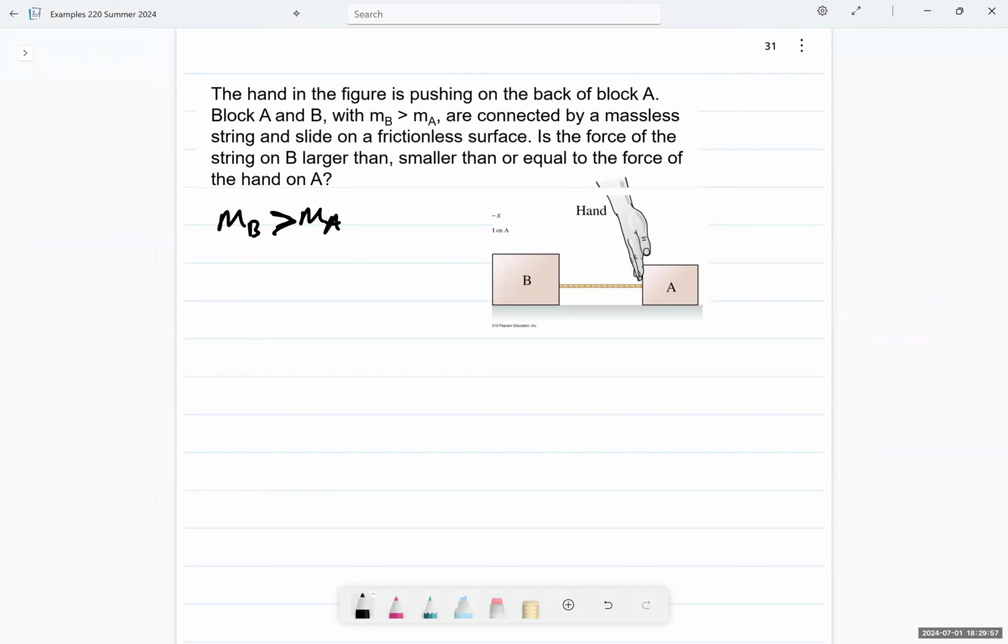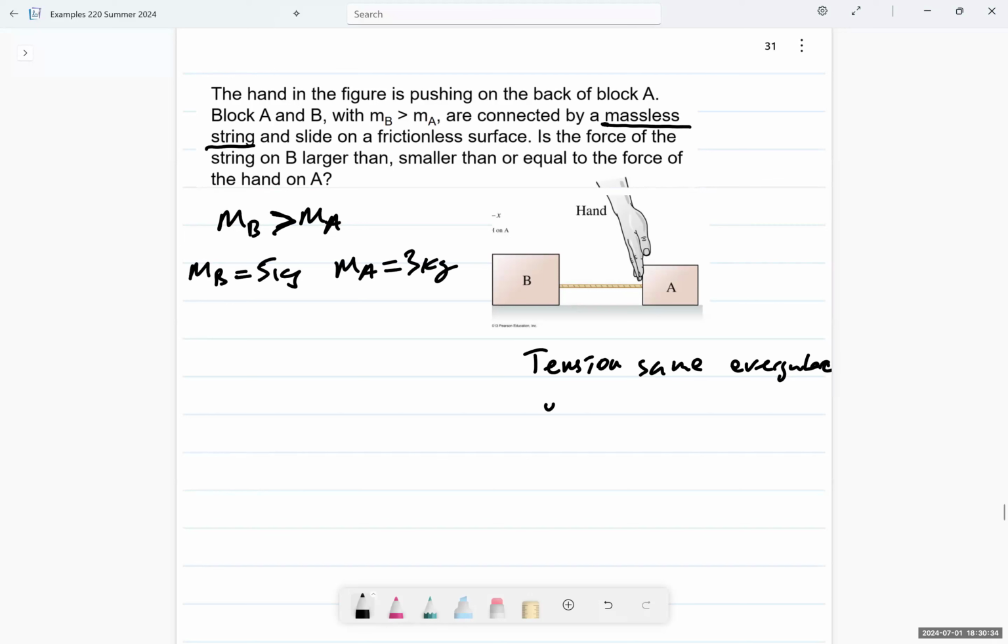And if you want, we can even put some numbers. Let's take M of B to be 5 kilograms and A to be, let's say, 3 kilograms, which satisfies that. The question says they're connected by massless strings, and this is another important thing. If we take the strings to be massless, then it allows me to say that tension is the same everywhere.